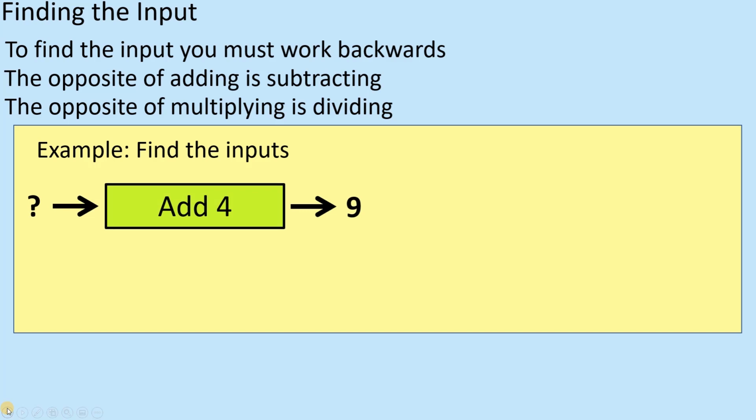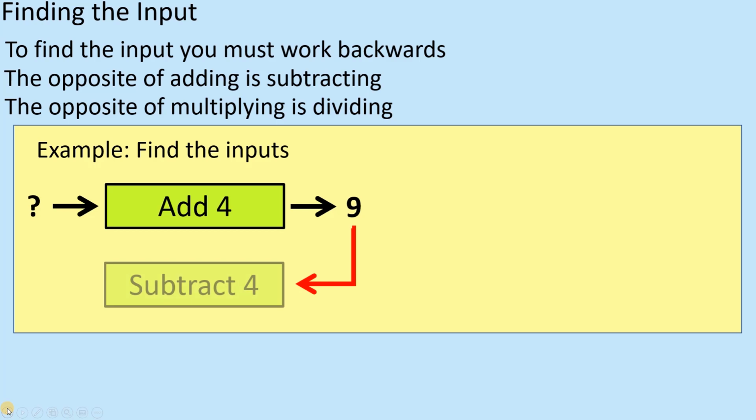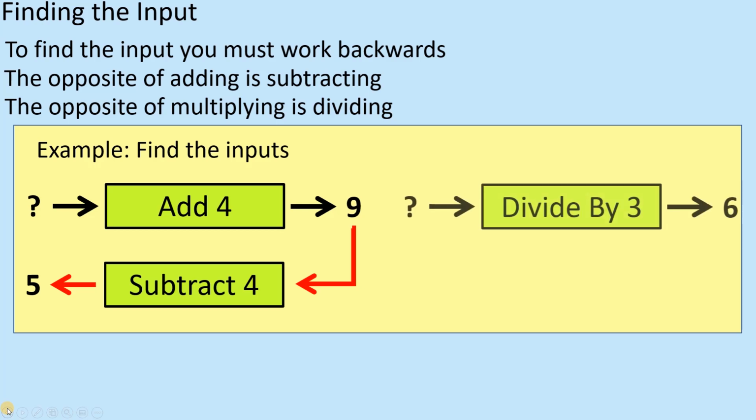Find the input. Something add 4 is 9. So when I work backwards, I'm going to do 9 subtract 4, take away 4, which is going to give me 5. And I can check that because 5 add 4 is 9. So again, a really straightforward idea is that you work backwards, you do the inverse operation of what's in the instructions.